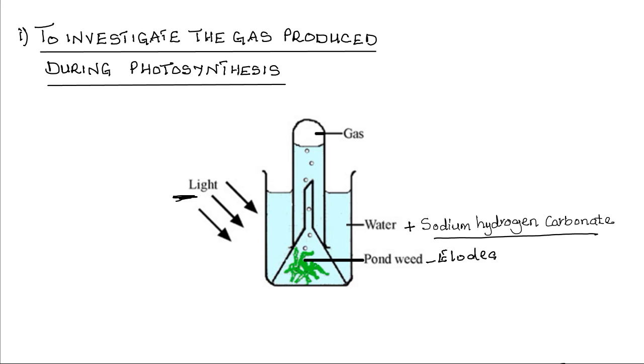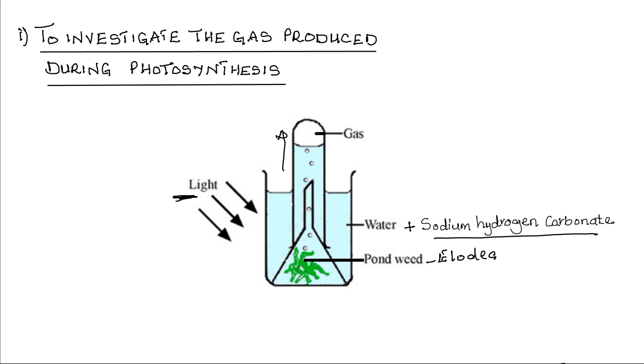So the setup is put up like this diagram here, and then, as I mentioned, you make sure that it is exposed to sunlight to allow photosynthesis to take place. Now we leave the setup in the sunlight until sufficient gas will have collected in the boiling tube.